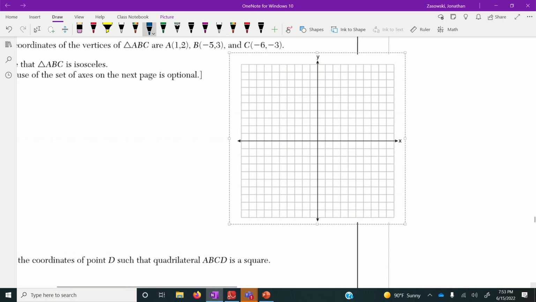So let's start by graphing. So point 1, 2 is A. -5, 3 is B. C is -6, -3.